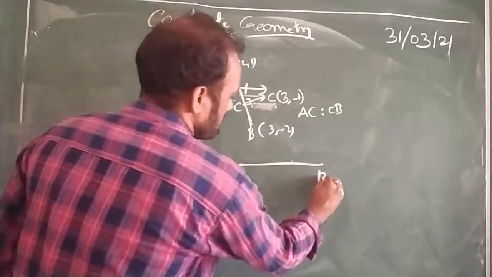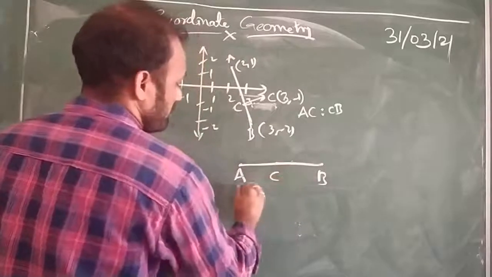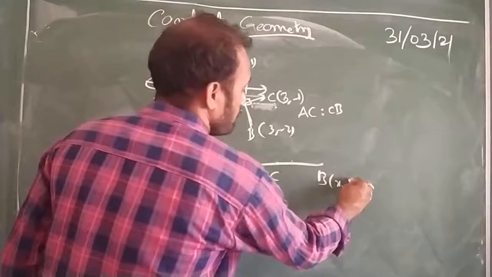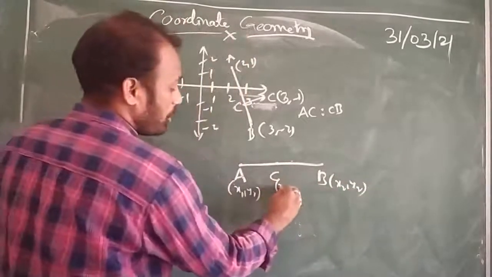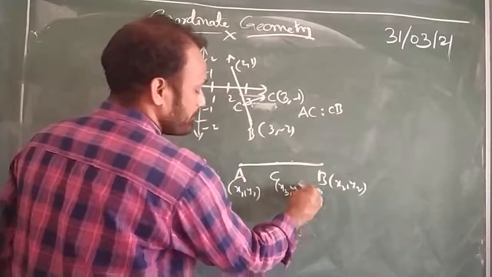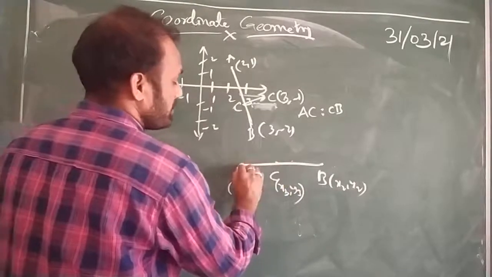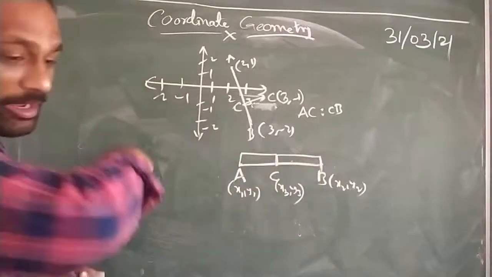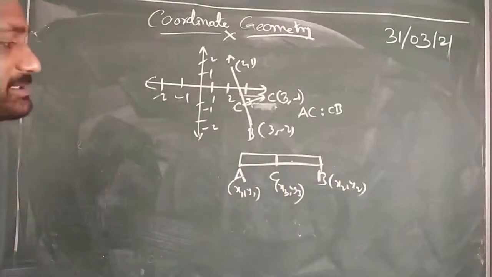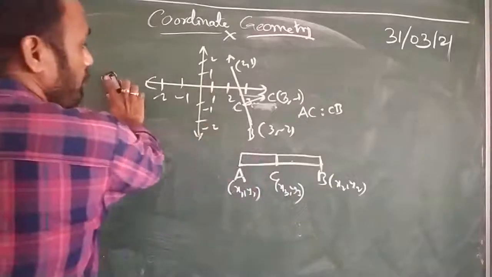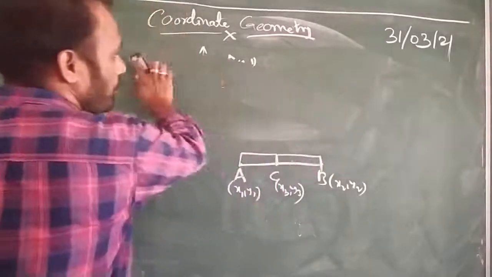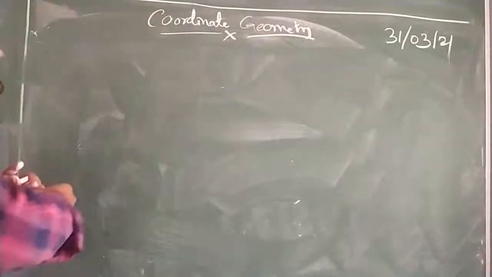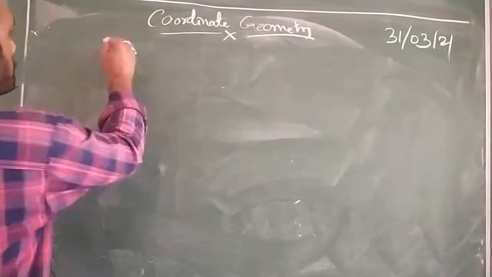So to get this concept of ratio, let us suppose AB is one line, and there is another point C. A coordinates are x1, y1, B coordinates are x2, y2, and the C coordinate is x3, y3. So if he is asking in what ratio C divides AB, we have to use the formula called the section formula. Whenever a ratio is asked in the question, we have to use the concept of the section formula. So what is the section formula?